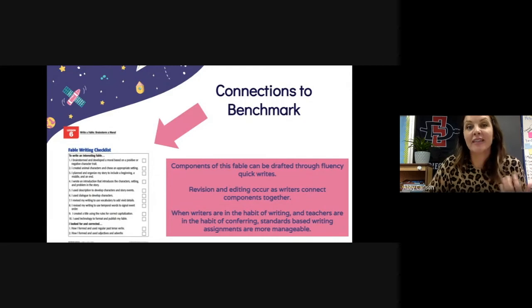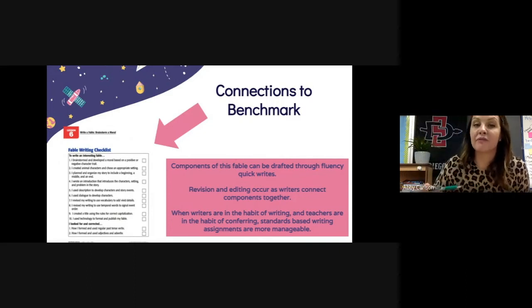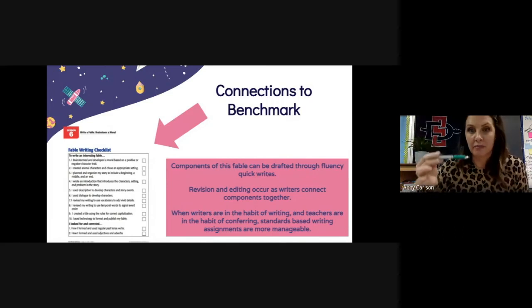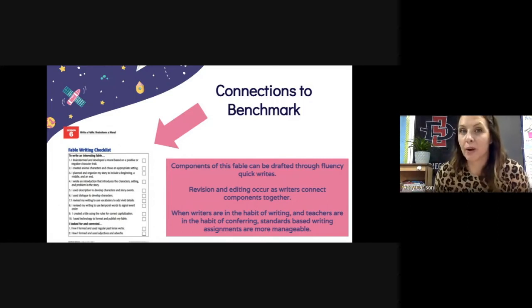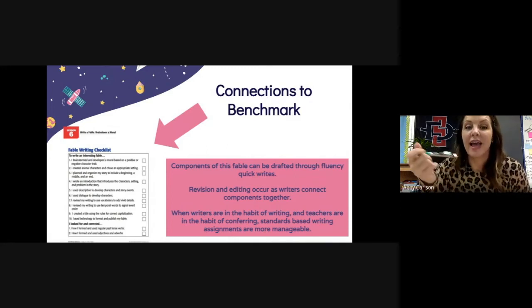When you have the habit of writing strong in your class, then we can go more into the standards-based writing instruction. In third grade, Unit 2, it asks students to write a fable. This is an example of the checklist of the finished fable. There are many components to this that if we just assign writing to students, it might seem overwhelming. But you can take components of this fable checklist, and those can be part of your fluency process.